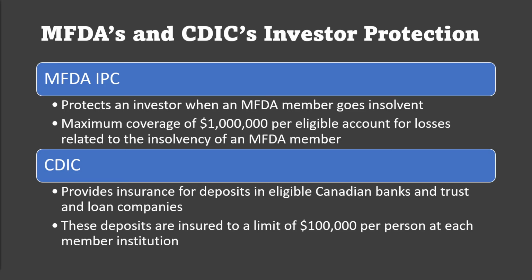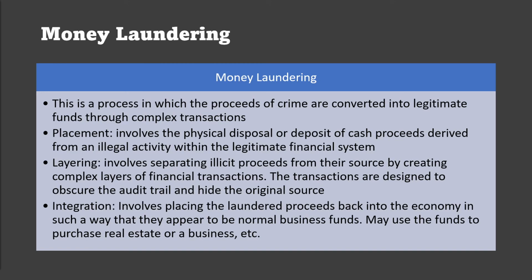Now, moving on to the next slide, we have to talk a bit about money laundering. This is a process in which the proceeds of crime are converted into legitimate funds through complex transactions. There are three different stages of money laundering. First off, you have the placement stage. This involves the physical disposal or deposit of cash proceeds derived from an illegal activity within the legitimate financial system. Basically, it's getting the illegal money into banks and things like that.